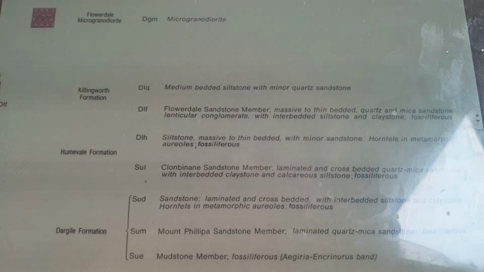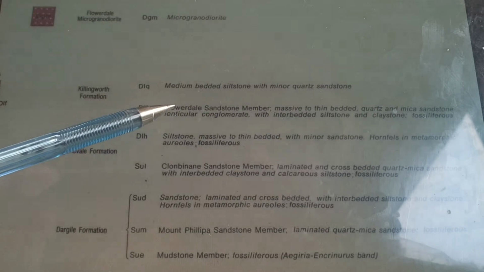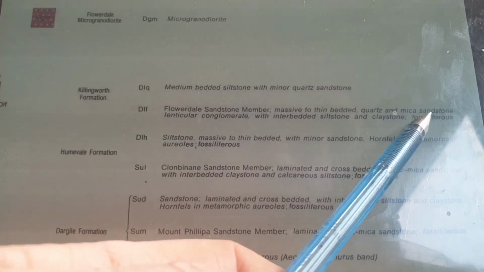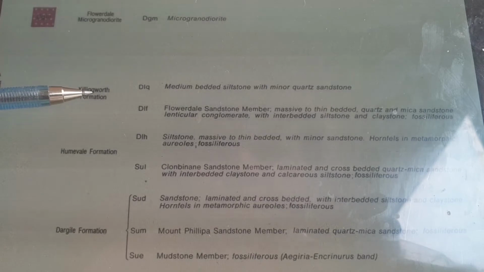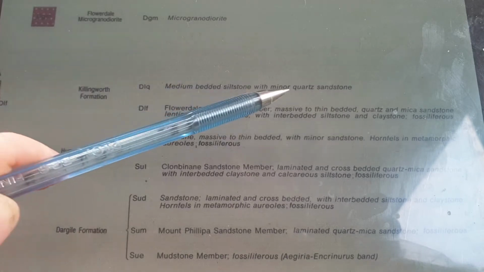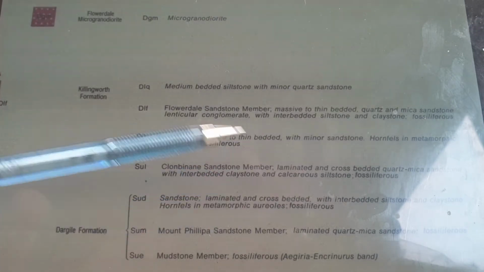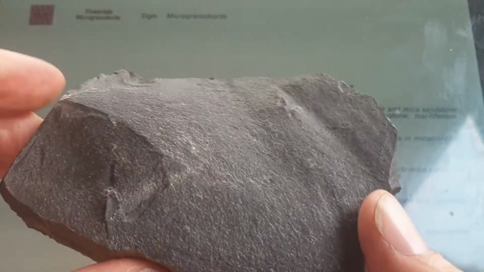So DLF is a Flowerdale sandstone member, massive to thin bedded quartz and mica sandstone, lenticular conglomerate of interbedded siltstone and claystone, fossiliferous, so it has lots of fossils. Here we've got the Killingsworth formation. This is all the information I've got on it, so I need to look that up. So DLH siltstone, and that is basically all the information that I have on this type of siltstone.